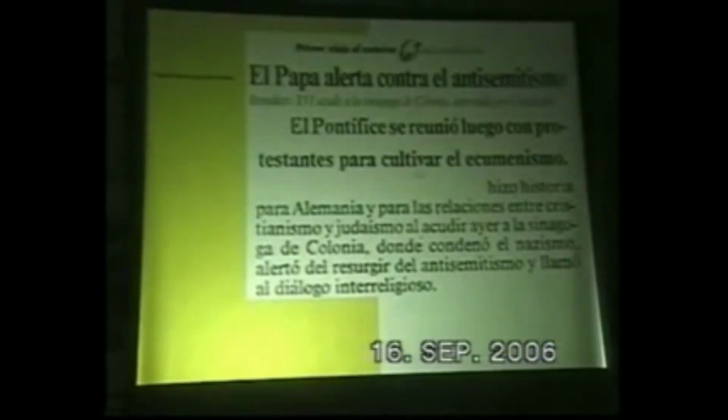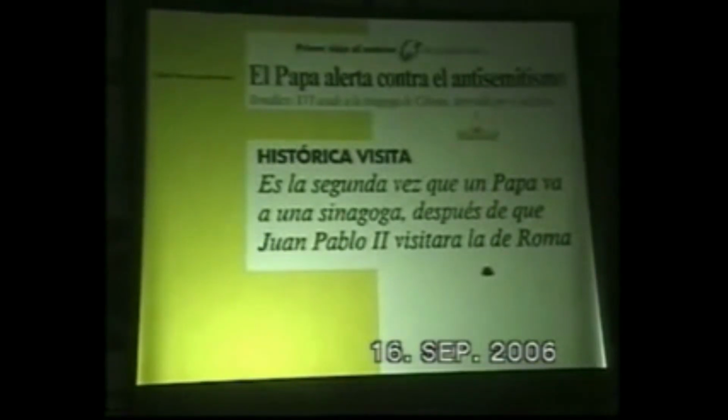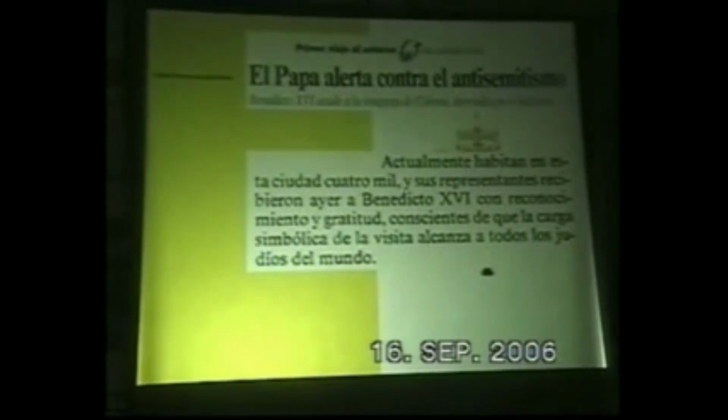Well, here it continues saying more or less the same. It is the second time that a pope has gone to a synagogue after John Paul II visited the one in Rome. What else? Well, they realize that the symbolic burden of this visit reaches the Jews of the world. It is very important. Here you see a photo, really impressive to those of us who follow the events that are happening in this world. It is very significant to see this photo. It personally shook me. I'm telling you the truth, okay? When I bought the newspaper, especially because of this photo, because of how much this implied, because of things that one has been waiting for years and now begin to see their fulfillment. But we will talk about this a little later.